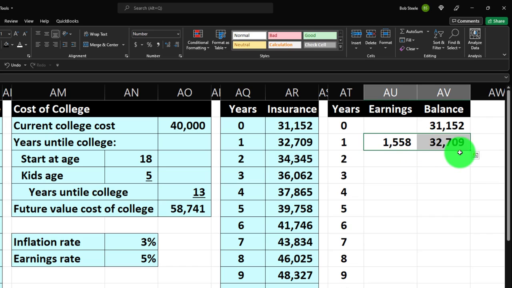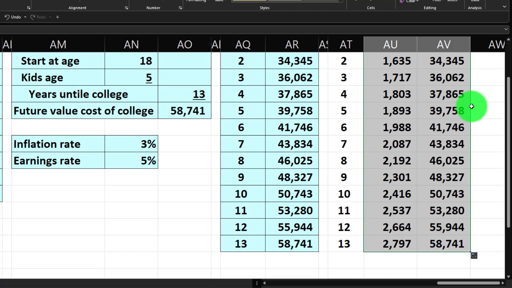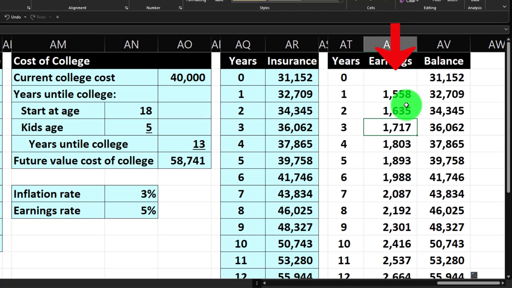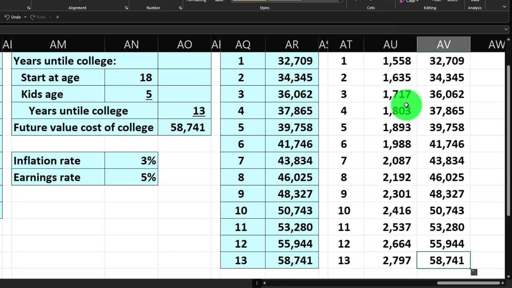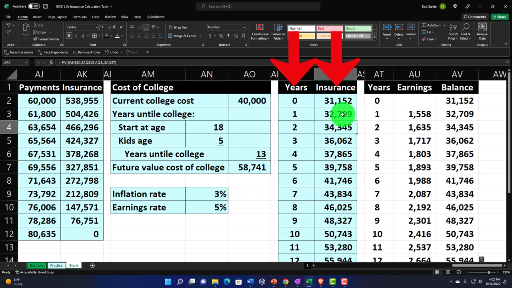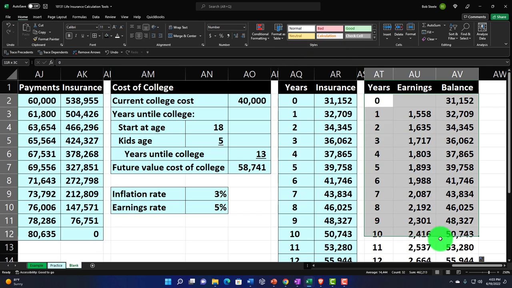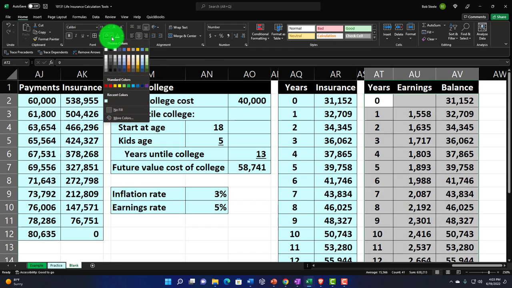So if I select those two and just click the fill handle button, you can see how it grows each year. The earnings are going up, because we have more accumulation of the earnings and we get to that 58,741 at the end, just to kind of prove that. We could do the same thing for each year, for example, and try to see that calculation, but that's just to give us an idea to prove that concept. So let's make this blue and bordered.